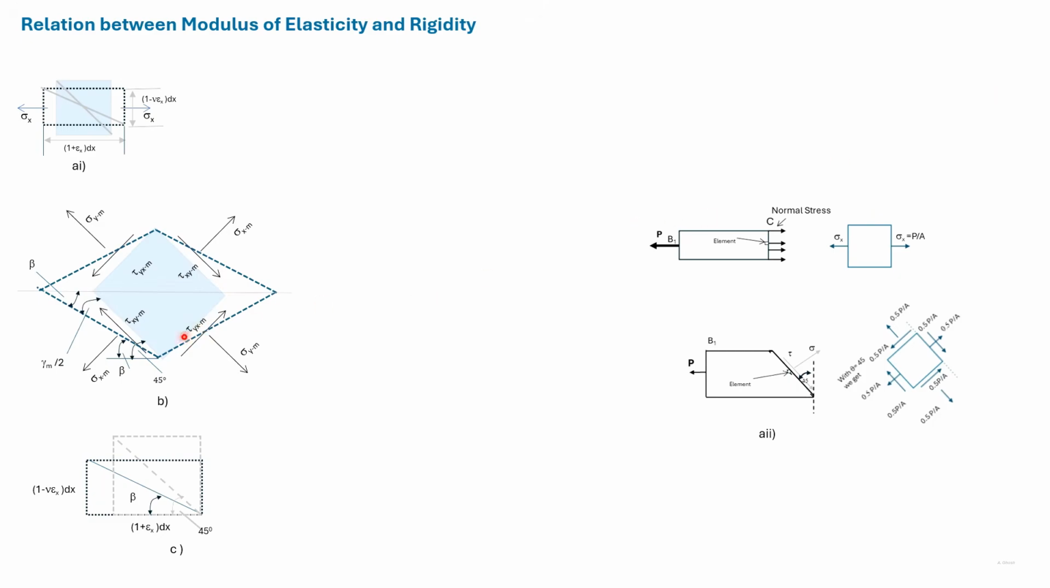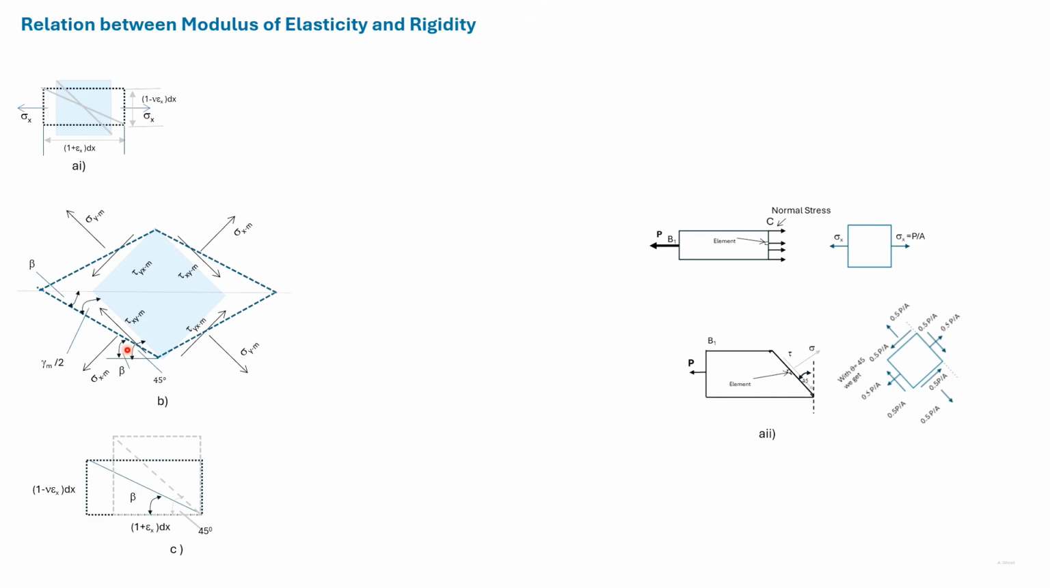Here is an element rotated 45 degrees. So this is the side which was the diagonal. It has an angle of 45 degrees with the horizontal. The dotted line shows the distorted element. It makes an angle beta with the horizontal.